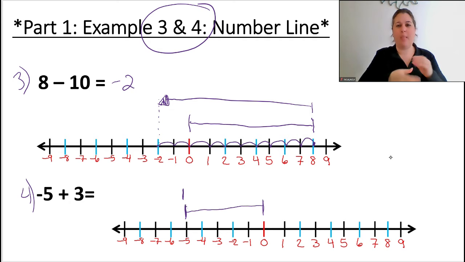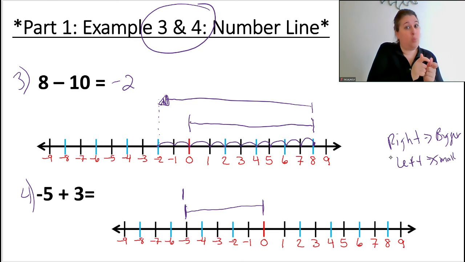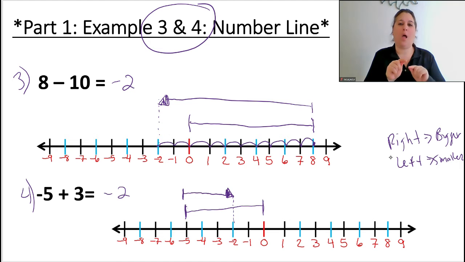Plus 3. That means I'm going to go to the right, because when you add, your numbers get bigger. When we go to the right, our numbers get bigger. When we go to the left, they get smaller. So I'm going to go to the right 3. 1, 2, 3. This is where I land, at negative 2. So negative 5 plus 3 is negative 2.